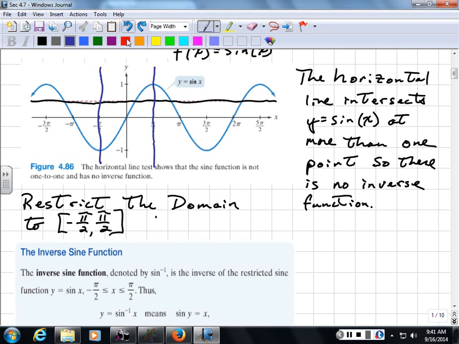Well, that's probably a bad color. Let's use this. That's what we're going to talk about when we talk about y equals sine x, when we're dealing with trying to find its inverse.